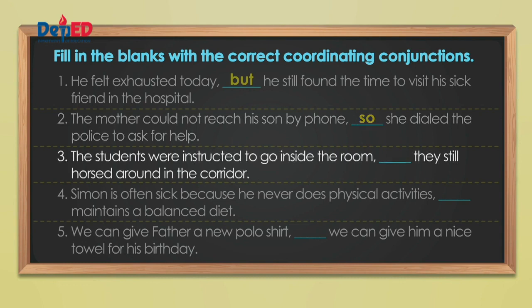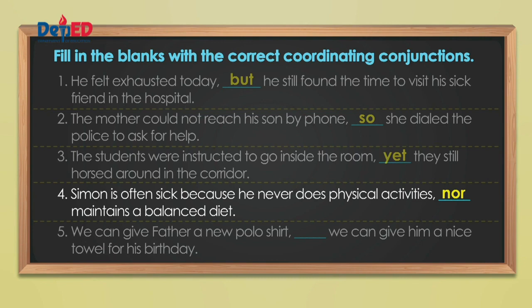Number 3, the answer is yet, to juxtapose a negative idea. The sentence will be, the students were instructed to go inside the room, yet they still horsed around in the corridor. Number 4, the answer is nor, to mean that Simon does none of the two things. The sentence will be, Simon is often sick because he never does physical activities nor maintains a balanced diet.